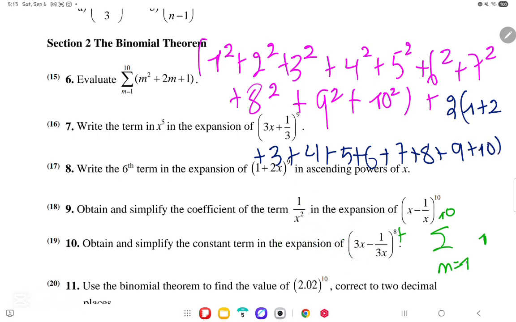Finally, last but not least, what do we have? We have this one. Whenever you don't have a variable, you only have a whole number, you can multiply n by the whole number to get the answer. So this is going to be plus 10.